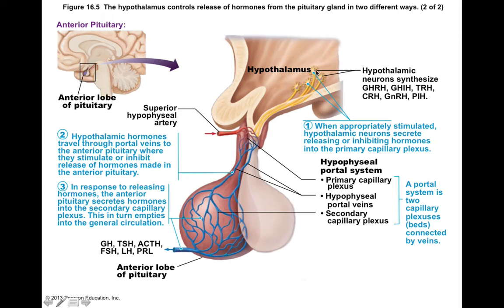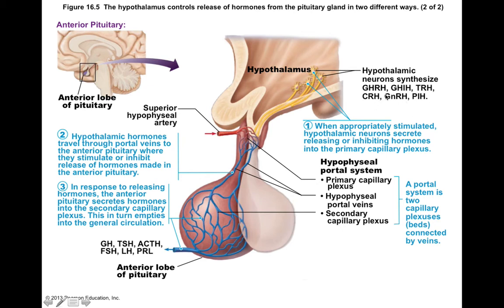So there are specialized neurons in the hypothalamus that will release what are called releasing hormones. We'll have GHRH, which is growth hormone releasing hormone. We'll have TRH, which is thyrotropin releasing hormone. We'll have CRH, which is corticotropin releasing hormone. GnRH, which is gonadotropin releasing hormone. And PIH, which is prolactin inhibitory hormone. And we'll talk more about that.